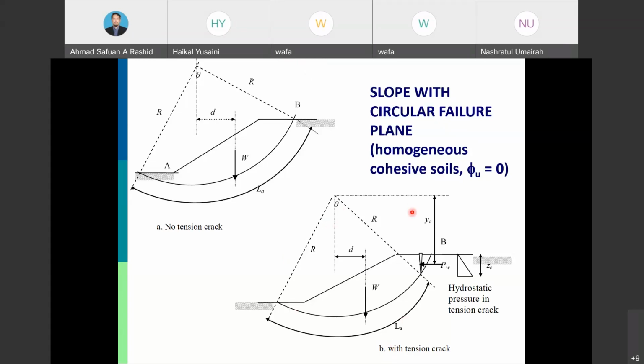Due to the lack of compaction effort, there will be a potential to have a tension crack. Okay, so a tension crack allows water to enter. So the length of the resisting moment will become less. So in that case, the new effective length will be reduced from the toe to the end of this, which we call the tension crack.